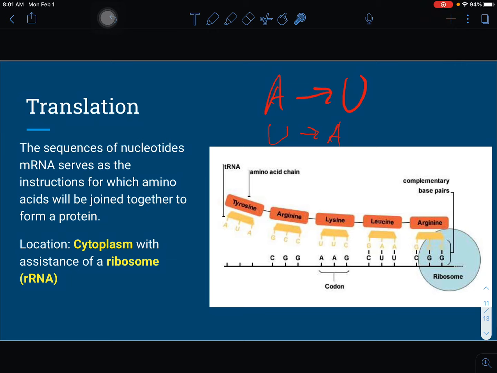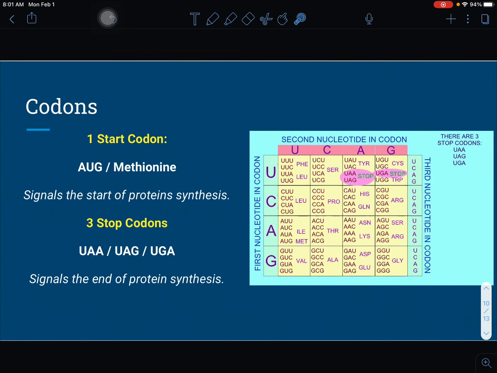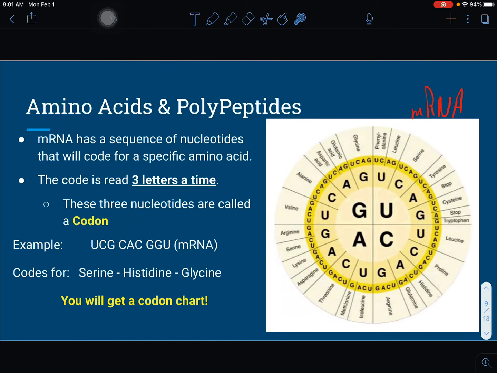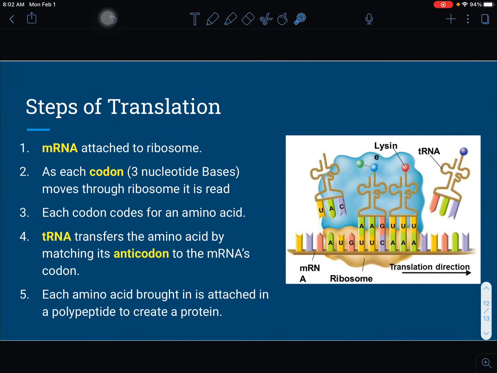And we're looking at complementary base pairing. But these three tRNAs bring in a specific amino acid. And that's what this chart shows us. So whatever three-letter sequence we have gives us a specific amino acid, and three different letters are going to give us a different amino acid. Okay, that's translation.